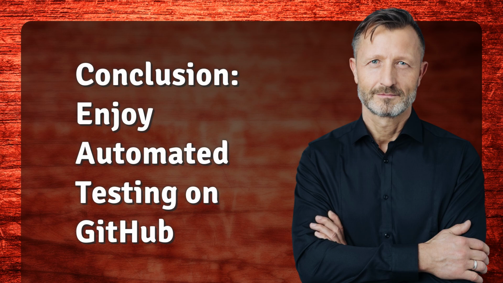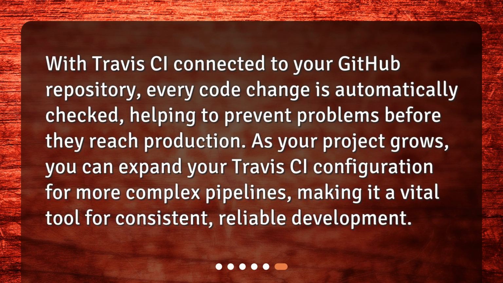Conclusion. Enjoy automated testing on GitHub. With Travis CI connected to your GitHub repository, every code change is automatically checked, helping to prevent problems before they reach production. As your project grows, you can expand your Travis CI configuration for more complex pipelines, making it a vital tool for consistent, reliable development.